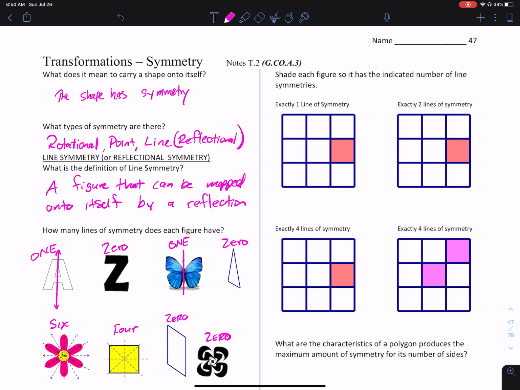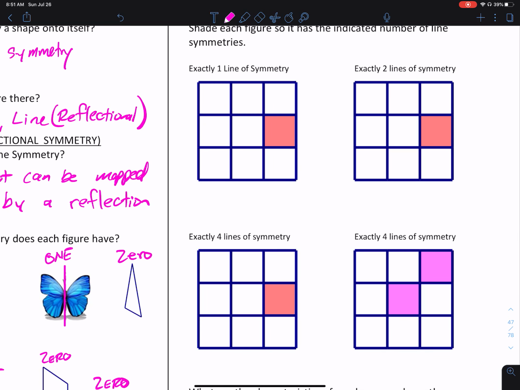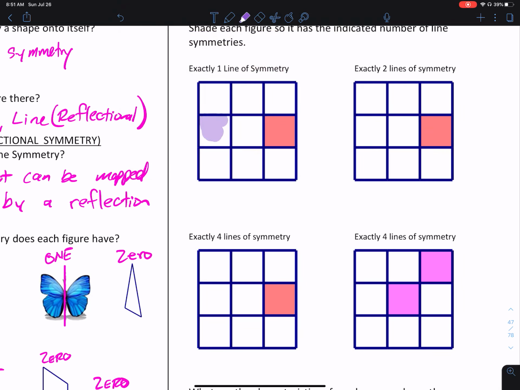All right, this next part of the notes, there are many correct answers for this, so do not think that you have to do yours the same way I did mine. Shade each figure so that it has the indicated number of lines of symmetry, so that it has exactly 1 line of symmetry. Well, if I were to shade just simply this, there'd be 2 lines of symmetry, which I don't want. There'd be this line and this line. So what if I did this and this? 1 line of symmetry, that works. Not a symmetry, not a symmetry, not a symmetry. So I'm going to stick with that.